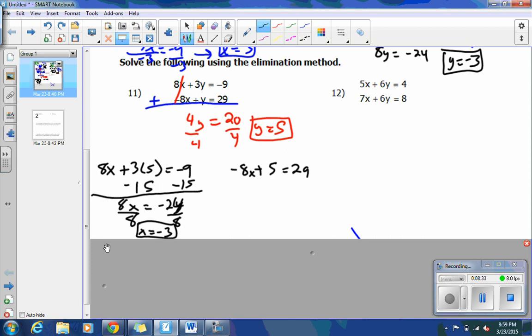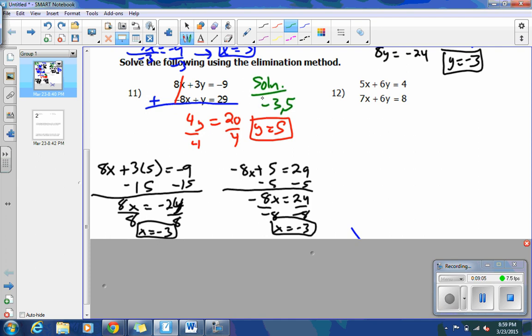Alright. Now we're going to do the same thing with the right one, only this time we'll subtract 5 from both sides. You end up with negative 8x equals 24. And when you divide both sides by negative 8, you get x equal to negative 3. You get the same answer both ways. That's a good sign. Then you can put that into your ordered pair. So the solution here is x is negative 3, y is 5. That's your solution.